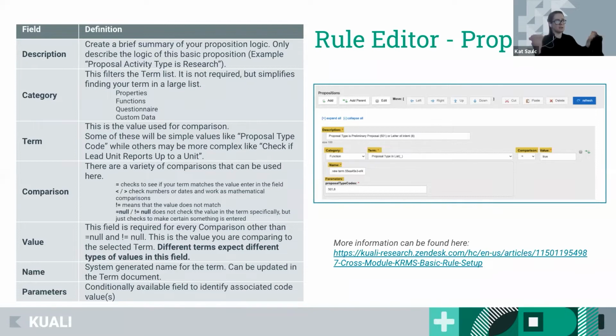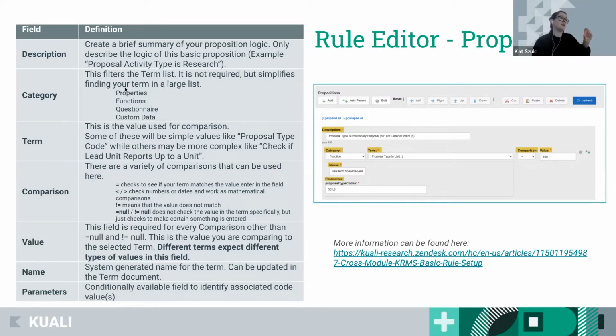As you suspect, questionnaires and custom data are pretty self-explanatory. You can build propositions using questionnaires. If you have a question in a questionnaire, you can use that as a piece of data to validate something or route to something based on an answer to a particular question in a questionnaire. Same thing with custom data: you can use custom data and build routing and validation rules.